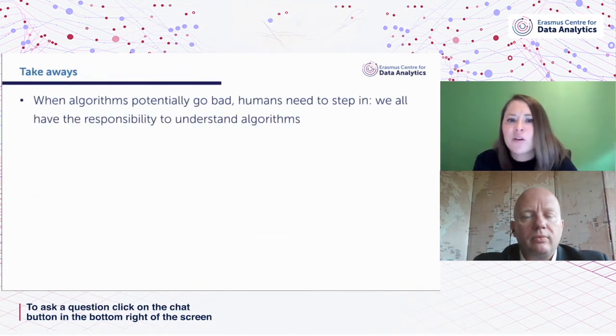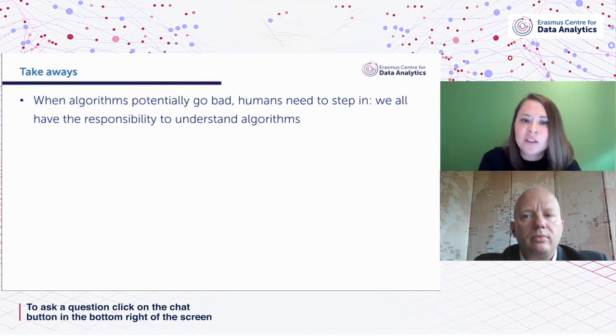When we look at this period that we've all gone through, we all experience technology going bad. So technology not working as it's supposed to work, and also algorithms do not work all the time as they should. And humans need to step in and solve the problem. And that's why we think that it's the responsibility of all of us to understand algorithms.